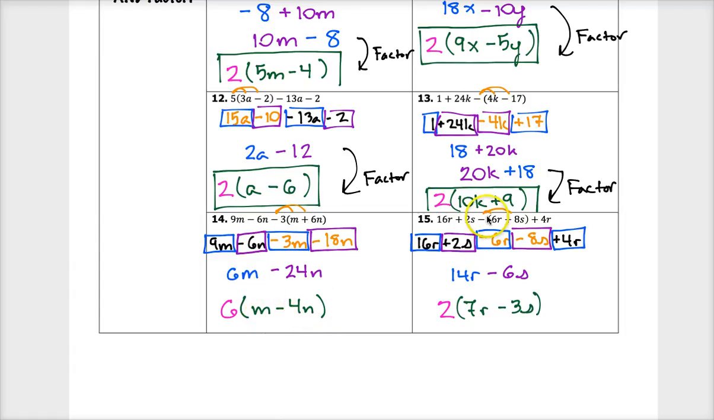Finally, for number 15, we distribute to get a negative 6r minus 8s. Combine all of the like terms to get 14r minus 6s. And then your GCF again is 2 for 14 and 6. So it's 2 times the quantity 7r minus 3s for the factored form.